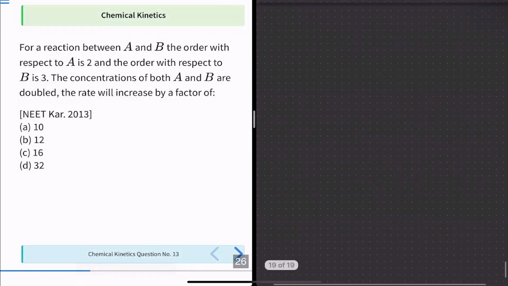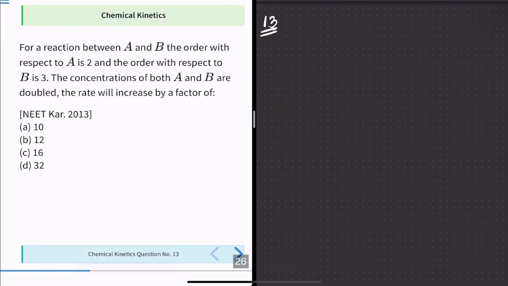Let's move on to question number 13. For a reaction between A and B, the order with respect to A is 2 and the order with respect to B is 3. The concentrations of both A and B are doubled. The rate will increase by a factor of what? So let's write down the rate law first. The rate of the reaction would be K. With respect to A, the order is 2, so the superscript will be 2. With respect to B, it is 3, so the superscript will be 3.